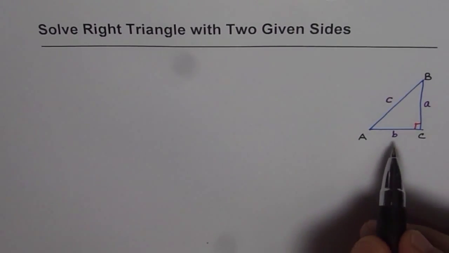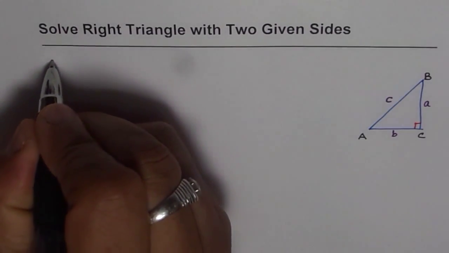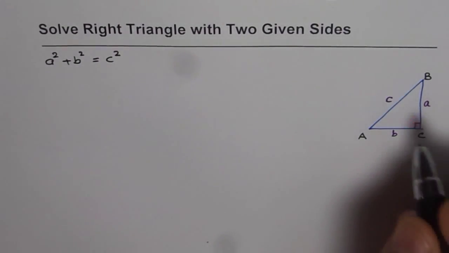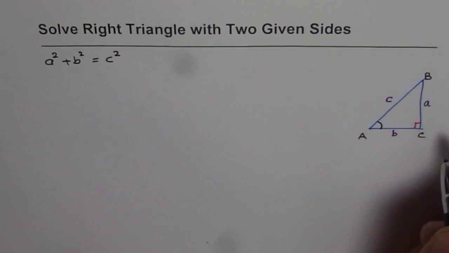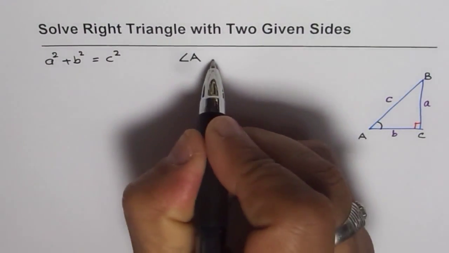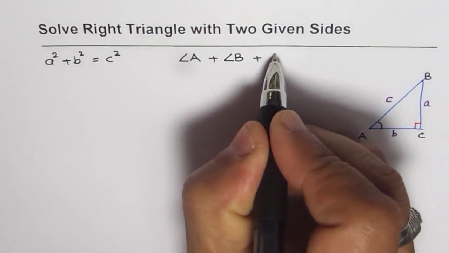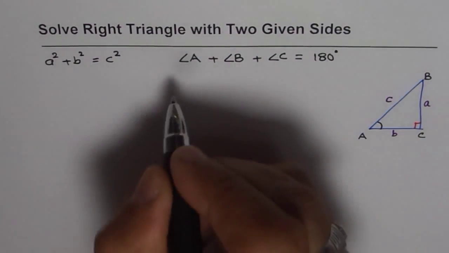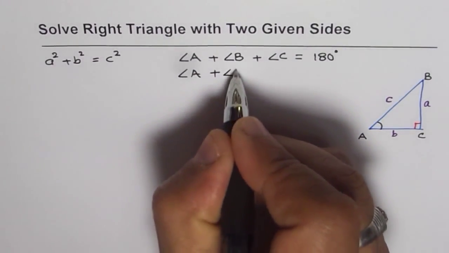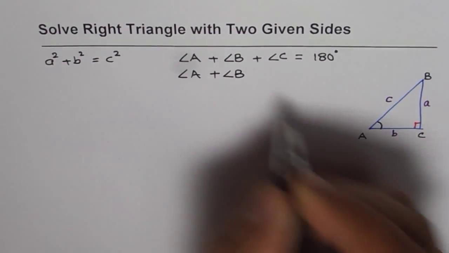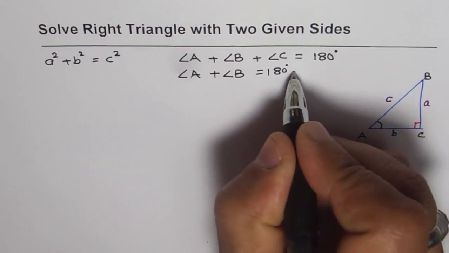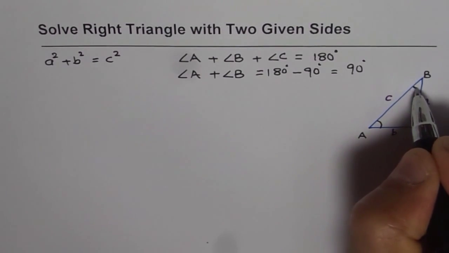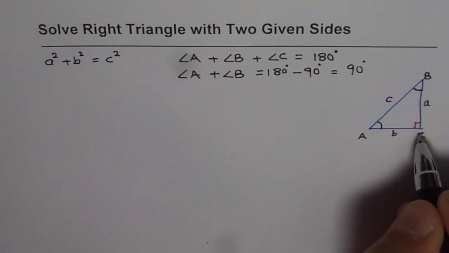Now in a triangle, you know the Pythagorean theorem, which relates the sides, right? So we know a squared plus b squared equals c squared, and we also know that the sum of angles is always 180 degrees. So angle A plus angle B plus angle C is equal to 180 degrees, right? Since C is 90 degrees, angle A plus angle B should be equal to 180 degrees minus 90 degrees, which is 90 degrees. So the sum of A and B is always 90 degrees, since C is 90 degrees for a right triangle.